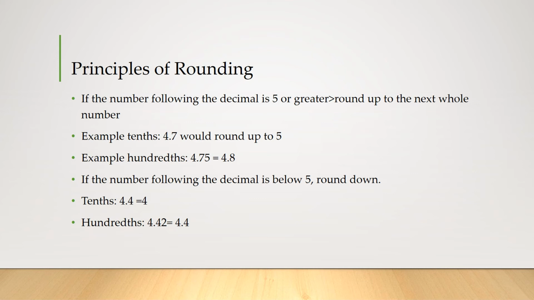If the number following the decimal is below 5, you round down. So if you have a tenth, then you need to round to a whole number. 4.4 equals 4. But if you have a hundredth and you need to round to the nearest tenth, then 4.42 would equal 4.4.